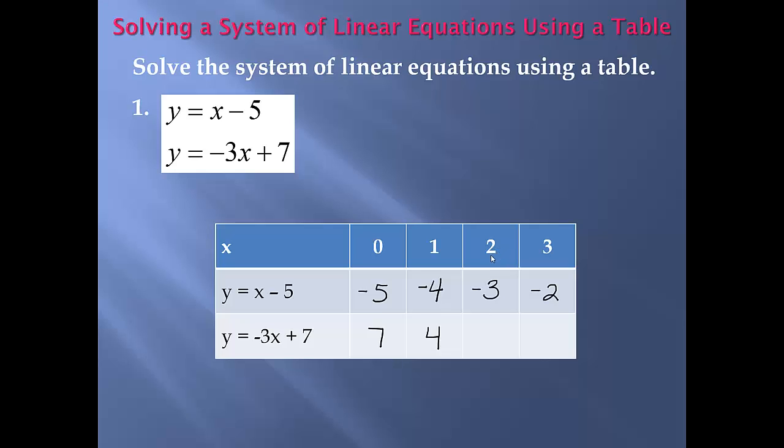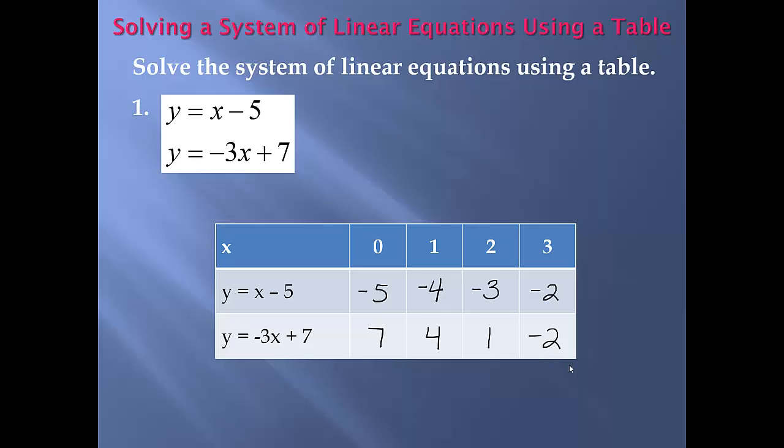Now x equals 2. So I have negative 3 times 2, which is negative 6, plus 7 is 1. So y equals 1, and my ordered pair is 2, 1. And then I have that x equals 3. So negative 3 times 3 is negative 9, plus 7 is negative 2. So y equals negative 2, and my ordered pair is 3, negative 2.